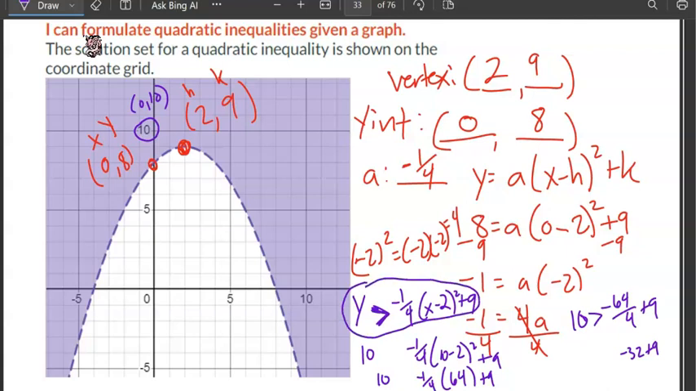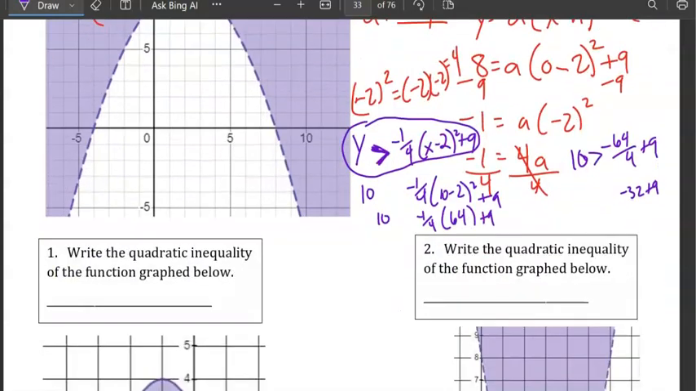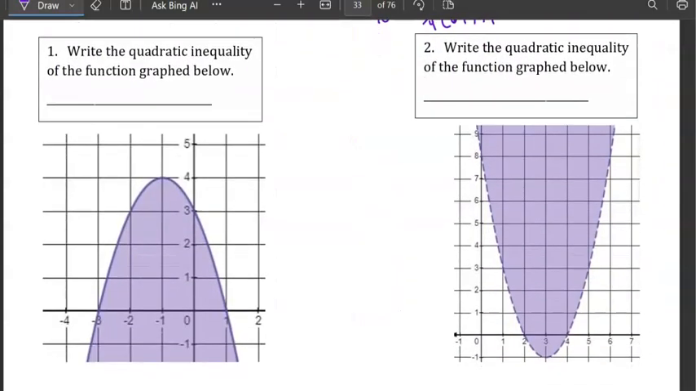Another trick to remember is if y is by itself, y greater than will be shaded above, and if y is less than, you shade below. Try the other examples below and then move on to the next skill.